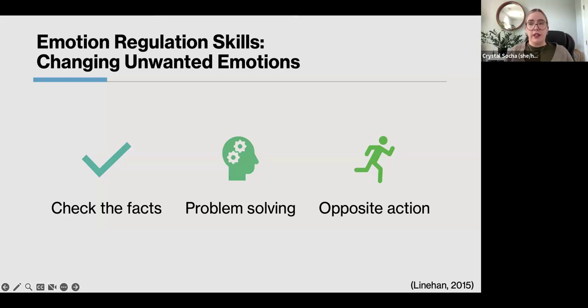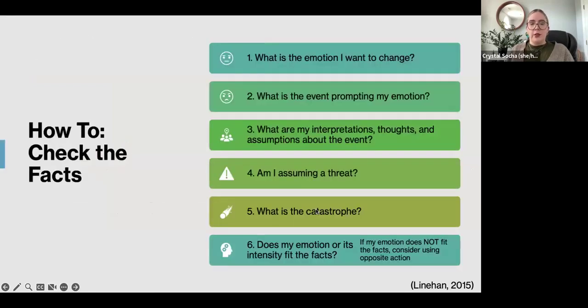When your emotions do fit the facts of the situations and you want to change your emotions and the situation is the problem, perhaps there's a way to problem solve. But if your emotions don't fit the facts of that situation, meaning they're not justified, the emotions do not align with this situation, then there's a way to act opposite. And we'll talk about those in just a moment. So helping clients to find a way to check the facts.